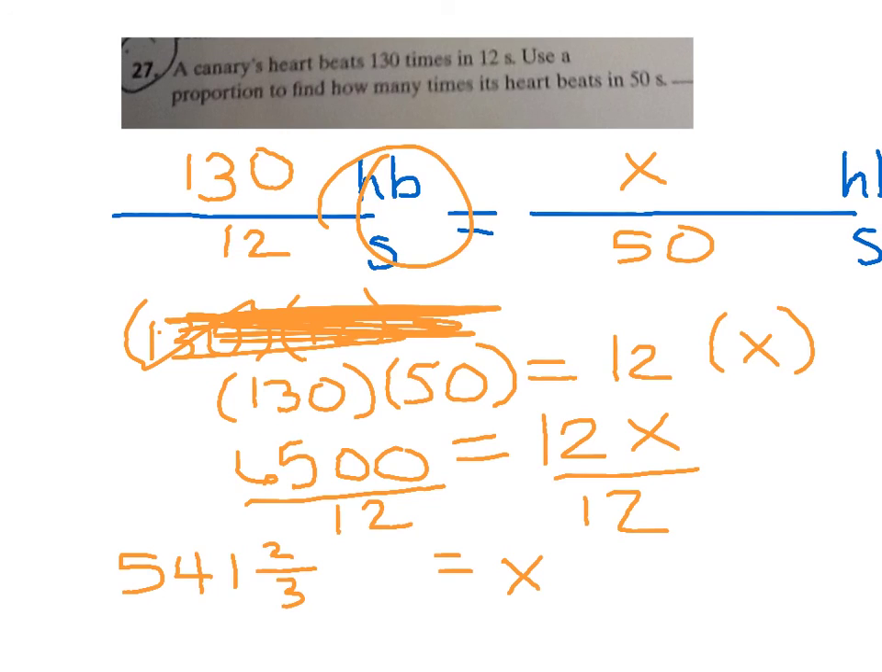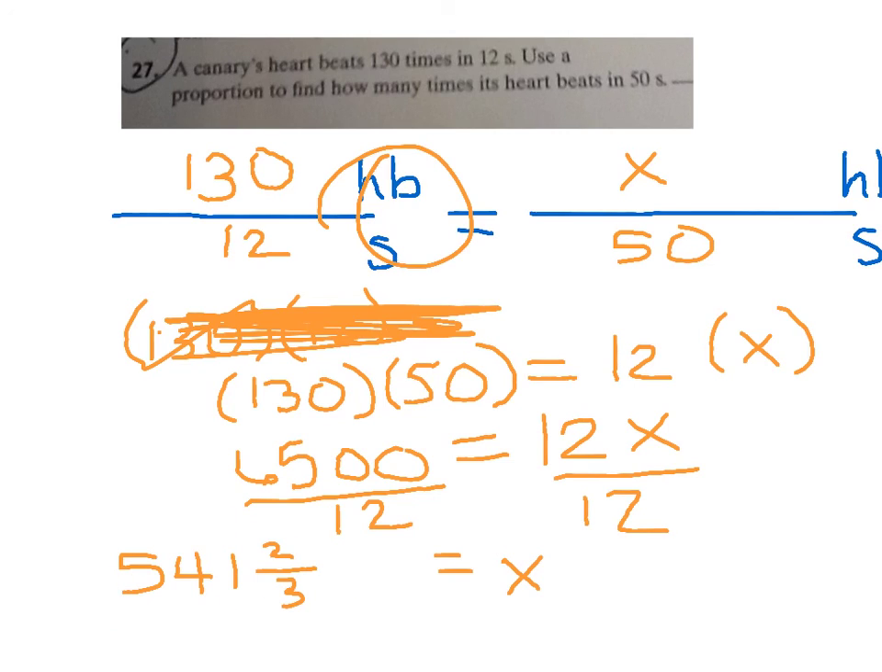13 times 5 is 65. I have 2 zeros here, so I have 2 zeros in my answer, which is equal to 12x. I was multiplying x by 12, and I want to get it by itself. So to undo multiplication, I divide both sides by 12. 12 over 12 is 1. 1 times x gives me x, so I have my x by itself here. And then 12 goes into that 541 and 2/3.